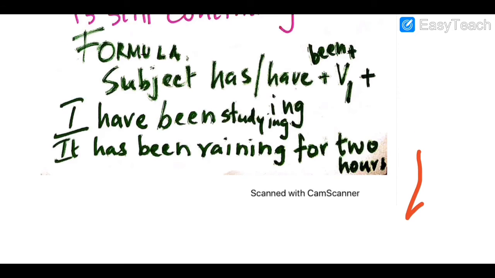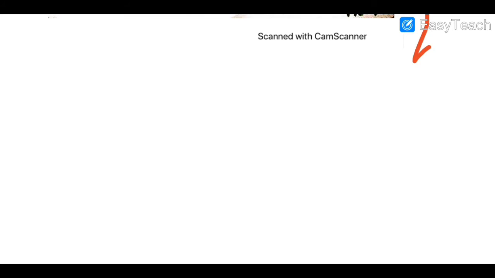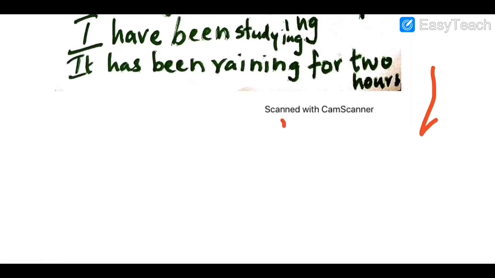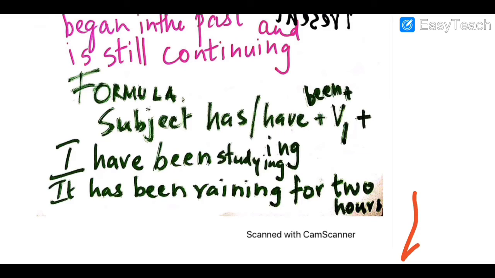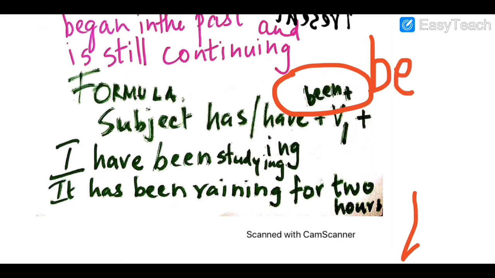Now, how do we make this? The formula is that you will use the subject, then has or have, plus this little fellow that you have to use, been, B-E-E-N. Has or have plus been plus verb first form and you will add an ing. So the sentence कैसे बनेगा? I have been studying, it has been raining.